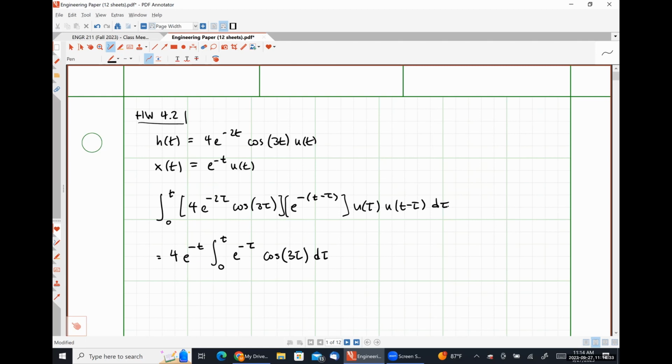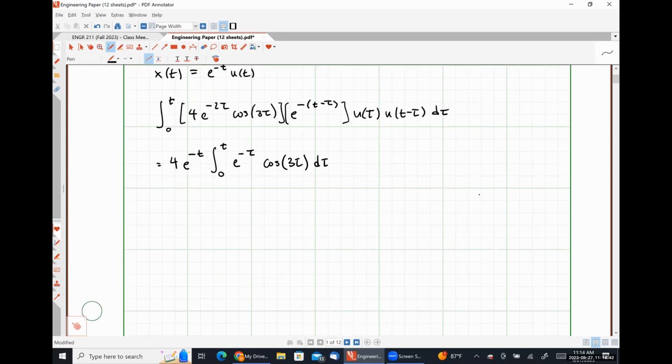All right, so homework 4.2. Any questions about this setup? And then from this point, it's just stuff you've done in your math classes before. All right, homework 4.4.